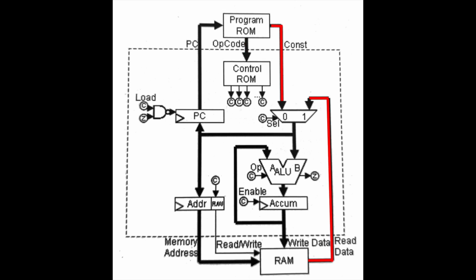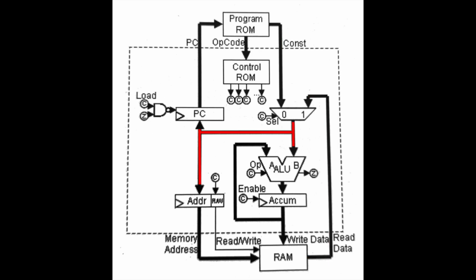The multiplexer selects between two data sources: constants from the program ROM or data retrieved from RAM. This selection depends on the opcode and control signals, ensuring the correct values are used for operations. The selected data is routed to the ALU, program counter, and address register.